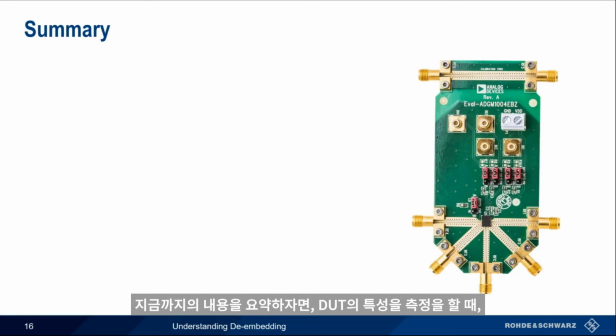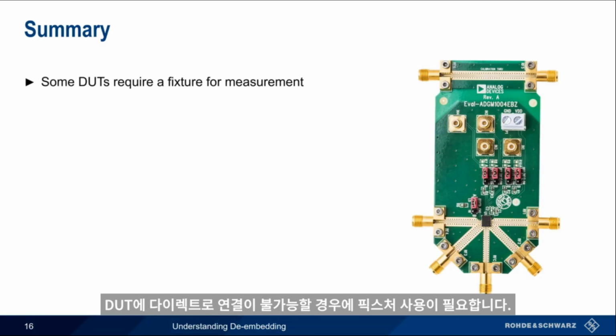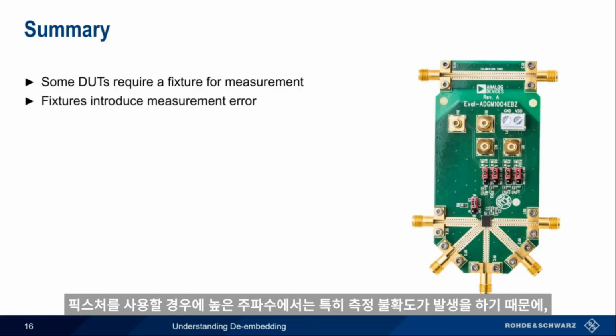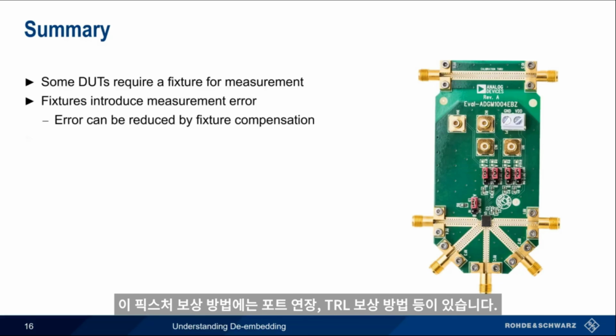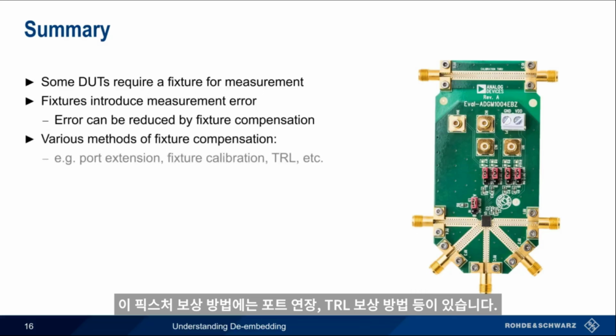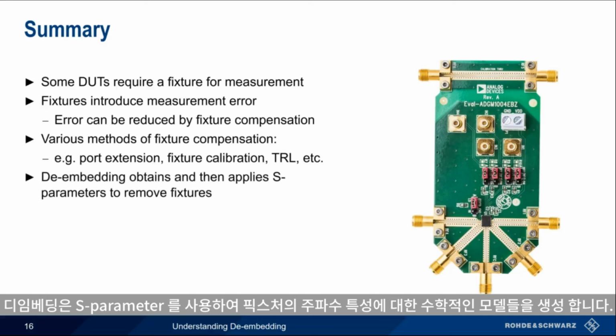So let's summarize what we've covered. A fixture is sometimes required in order to measure a DUT, for example in the case of a non-connectorized DUT. This fixture in turn can introduce some level of measurement error, especially at higher frequencies. We can reduce the level of error by using various methods of fixture compensation in order to remove the effects of the fixture, and there are a number of different ways of doing this, such as port extension, fixture calibration, TRL, etc.